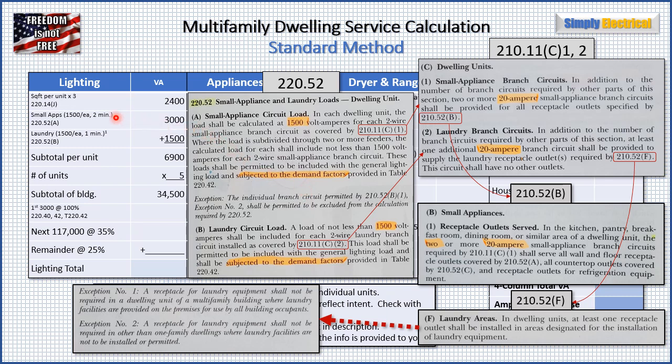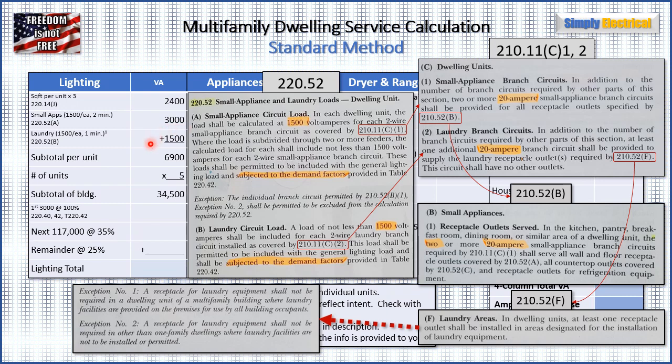So knowing that, we say we need our 2 circuits minimum at 1500 each. That's going to give us 3000 VA here. Now if you have more than 2 small appliance circuits, this may be 4500 if you have 3, or maybe 6000 if you have 4. So just be careful, but it's got to be at least 2. That's a minimum, so you can pretty much count on this number never being less than 3000.